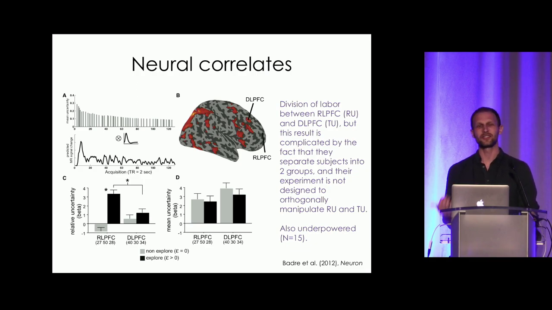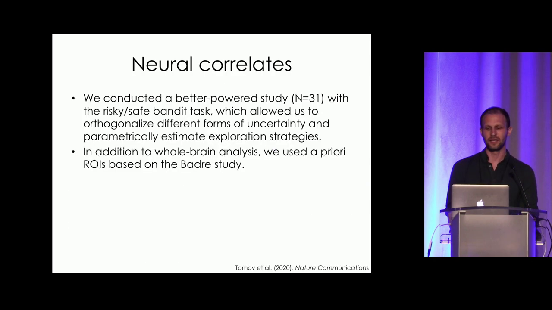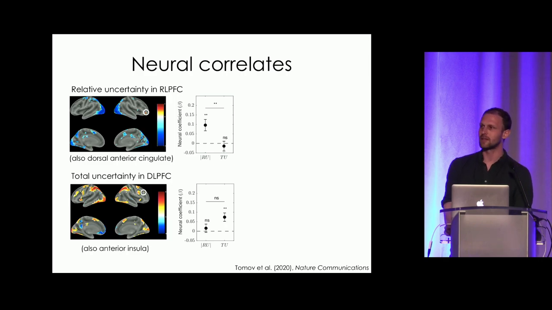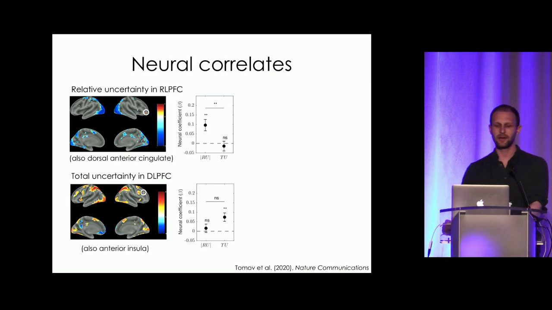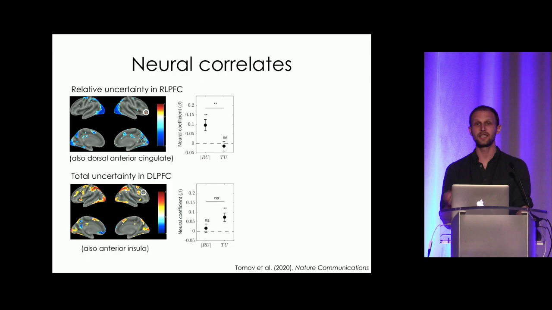So the obvious thing to do is take the risky safe bandit that I showed you before and run that in the scanner, which is what we did. And we did a much better powered study with 31 subjects. And now we can look at the orthogonal correlates of relative and total uncertainty. Okay, so here, using the regions of interest that were generated by the Badre study, the RLPFC and DLPFC, indeed we get a replication of their result.